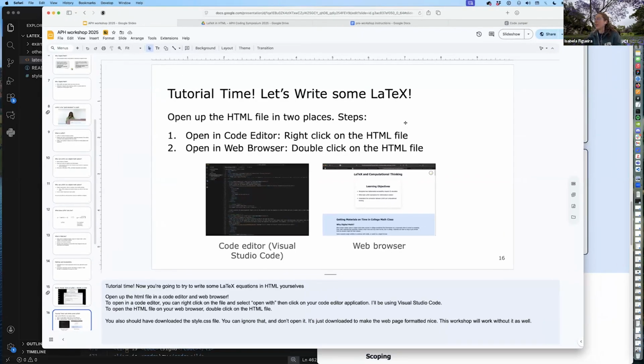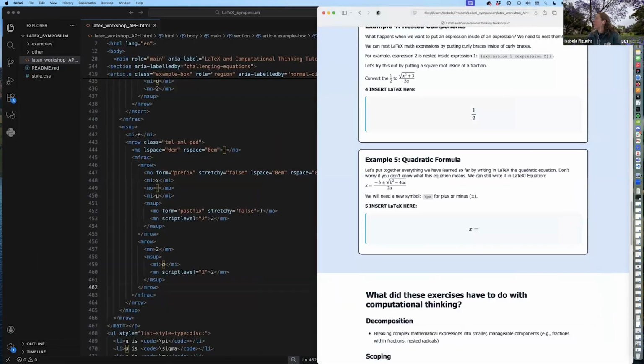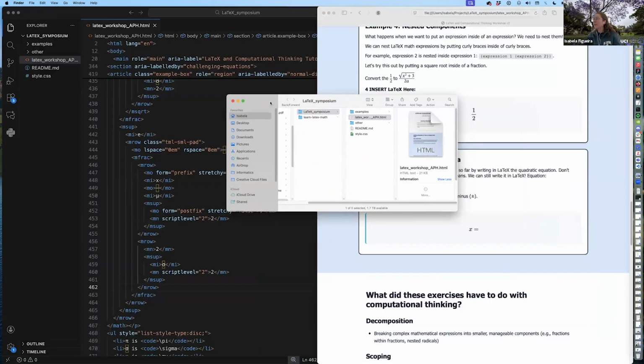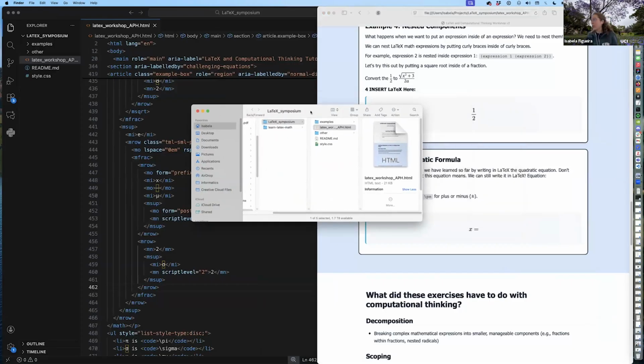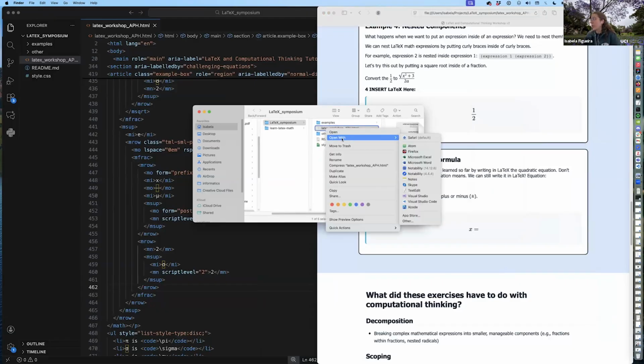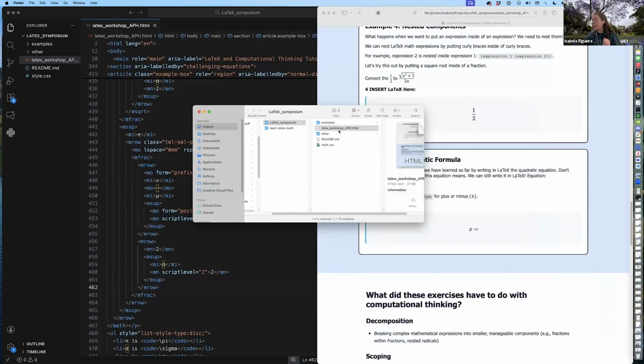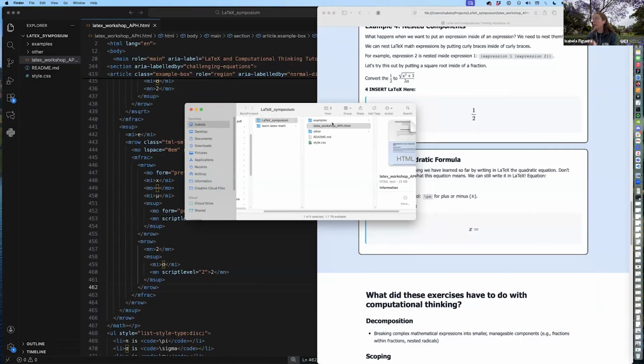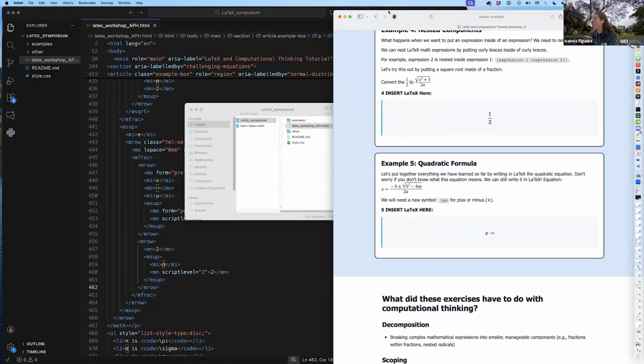All right. Let's start the tutorial time. So I'm going to close this. I have my file browser open on the screen. To open up the HTML file that I've downloaded, you right click on the HTML file, go to open with, and then select some code editor. I use Visual Studio Code. There's also Xcode. Select a code editor of choice, and then to open it in a browser, just double click on it and it'll open up on a web browser of choice.